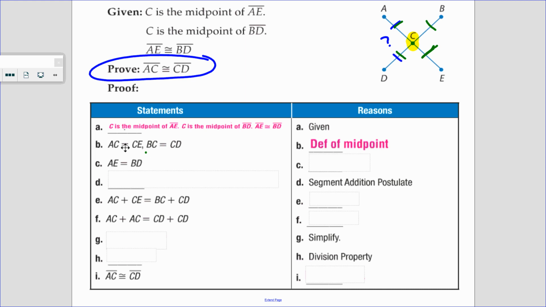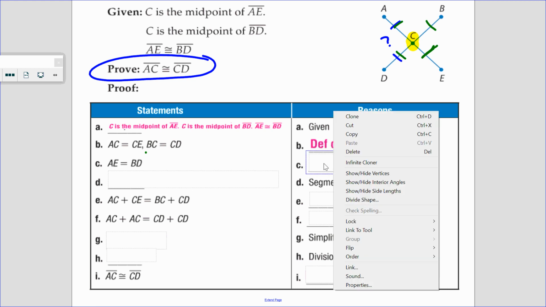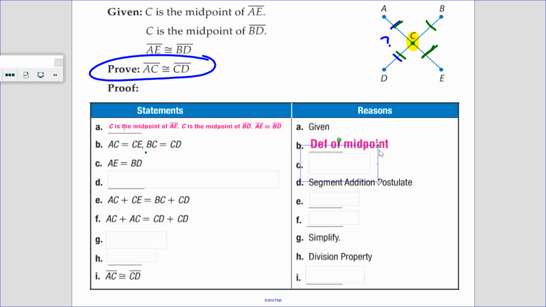Right? So if we go from step B to step C, what's going on? Look at your given information. The given information says AE is congruent to BD. So congruent and equal, definition of congruence. They have definition of congruent segments. Definition of congruent will work just fine.